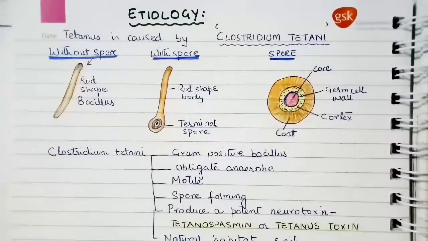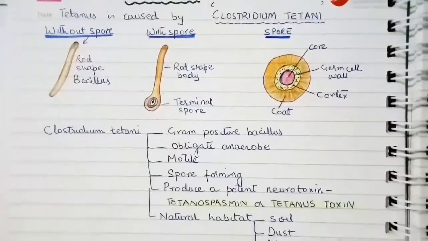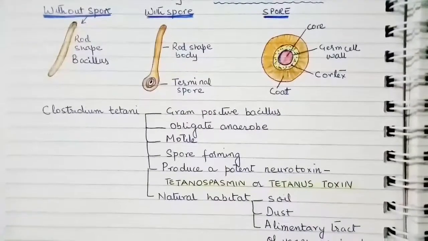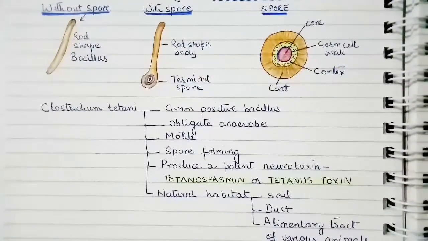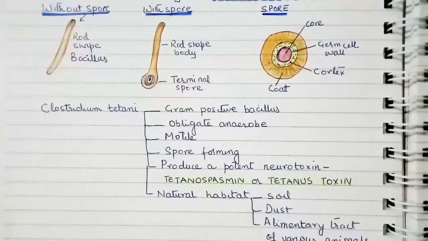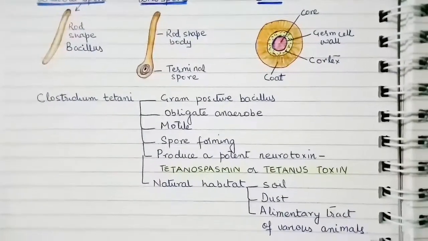Tetanus is caused by Clostridium tetani. It is a gram-positive, obligate, anaerobic bacillus. It is motile, and forms a terminal spore. The vegetative form produces a potent neurotoxin, tetanospasmin, also known as tetanus toxin. Normal habitat for Clostridium tetani is soil, dust, and alimentary tract of various animals.